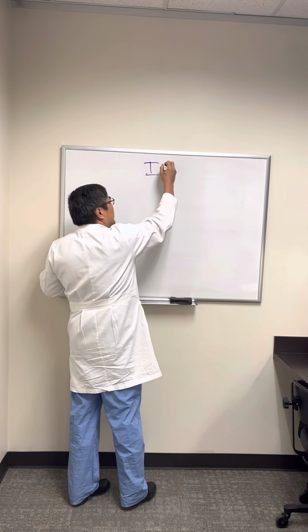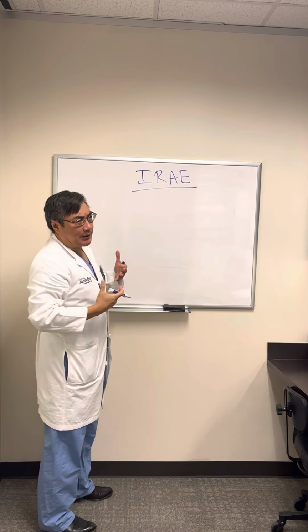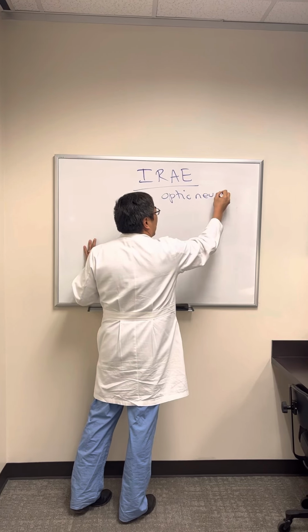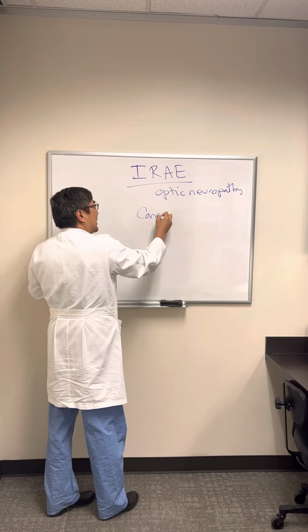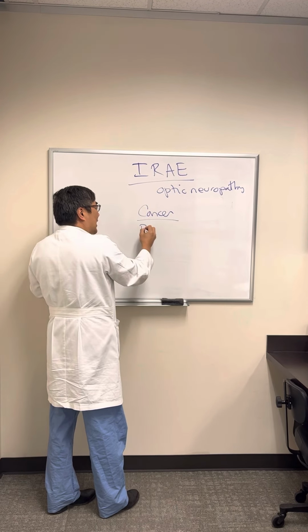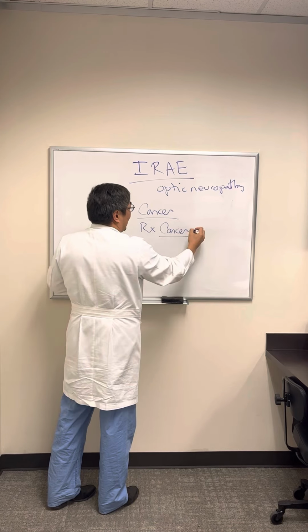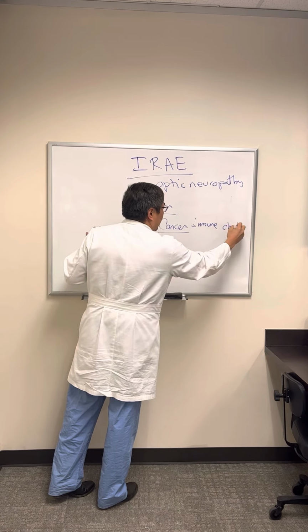So we're going to be talking about immune-related adverse effects that can come to us as optic neuropathies or visual loss. And the reason you need to know this is because patients with cancer, of course, you're always worried that it's the cancer, but sometimes it's not the cancer, it's the treatment of the cancer. And the treatment that we're talking about are the immune checkpoint inhibitors.